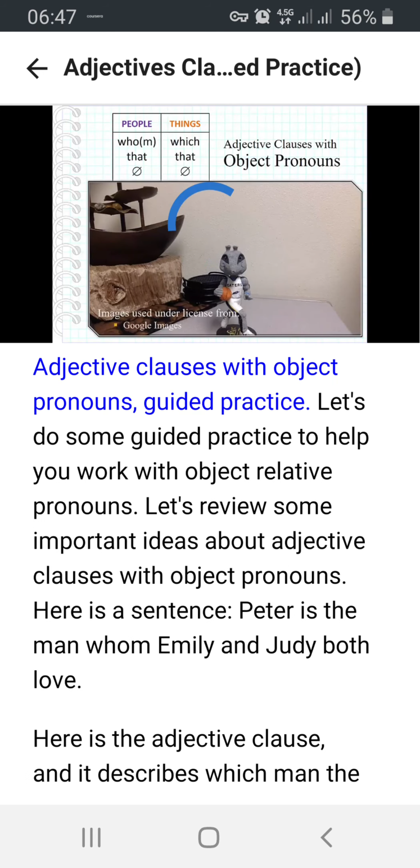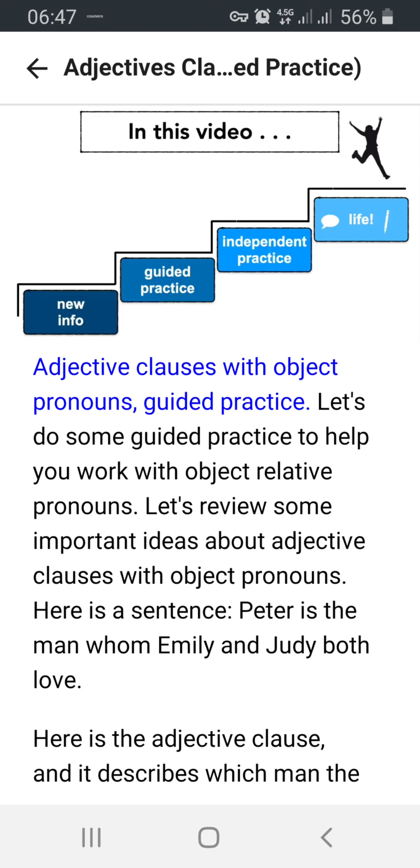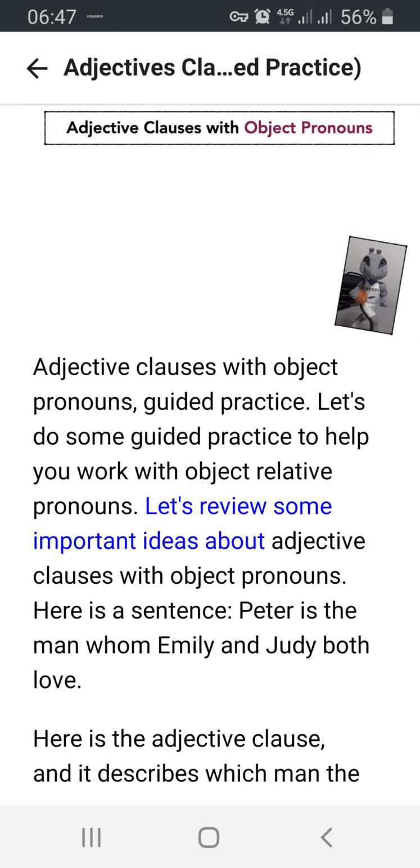Adjective clauses with object pronouns. Guided practice. Let's do some guided practice to help you work with object relative pronouns. Let's review some important ideas about adjective clauses with object pronouns.